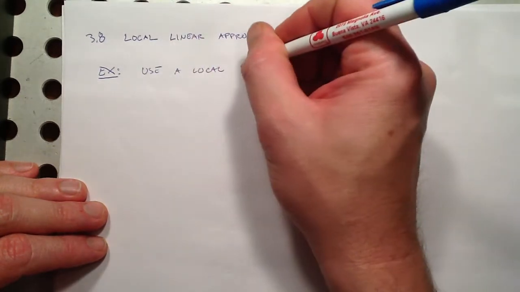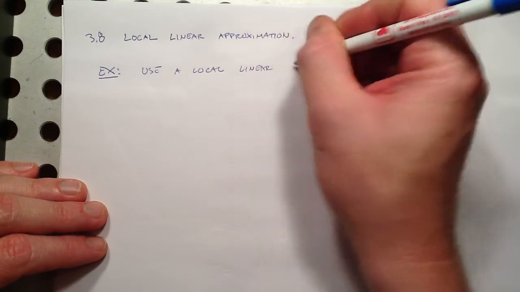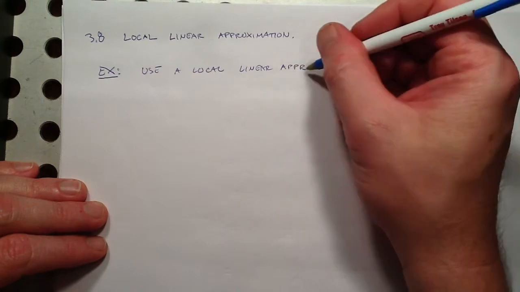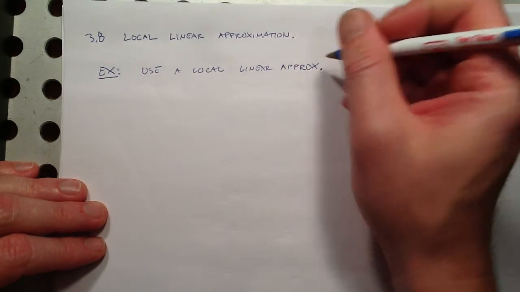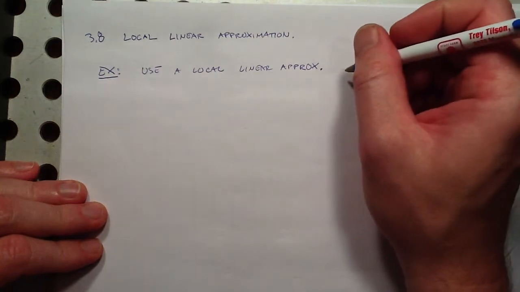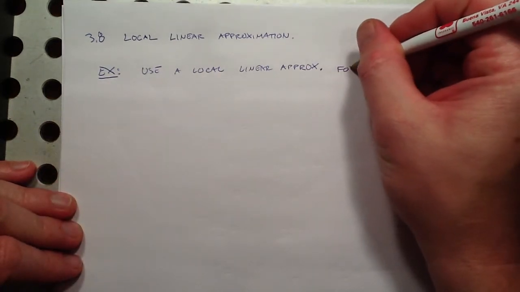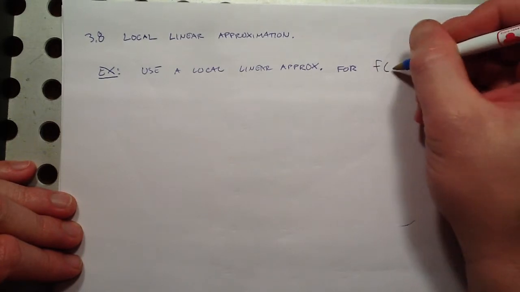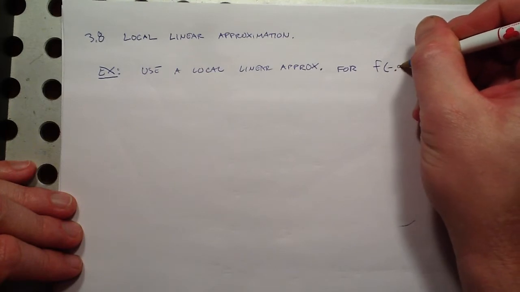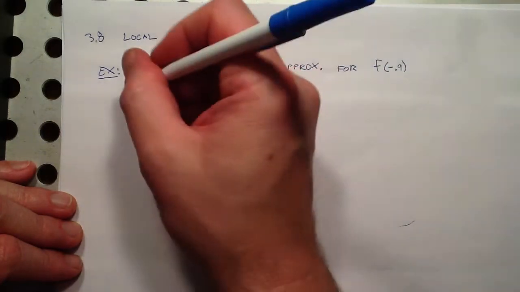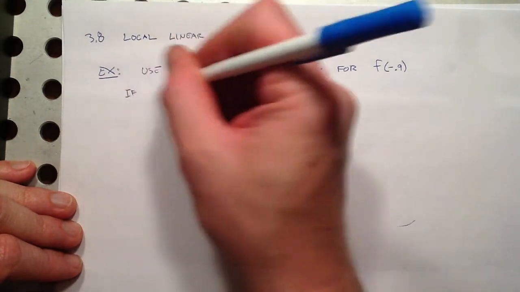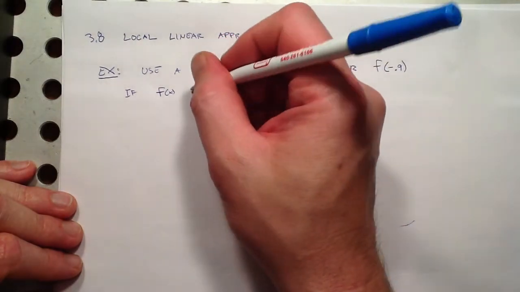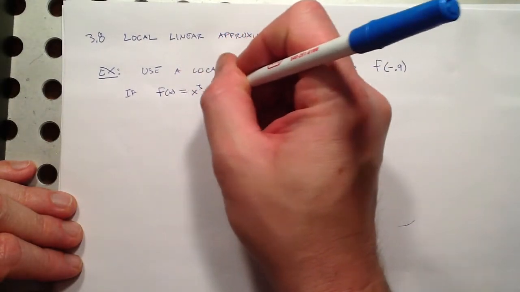So use a local linear approximation. I have to have an abbreviation for that. I get tired of writing that. Let's call that LLA from now on. Local linear approximation for f of -0.9 if f of x is equal to, and since we just looked at that function, let's do that, x cubed minus x.